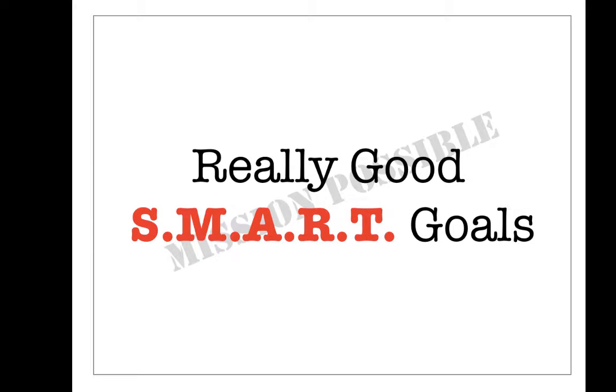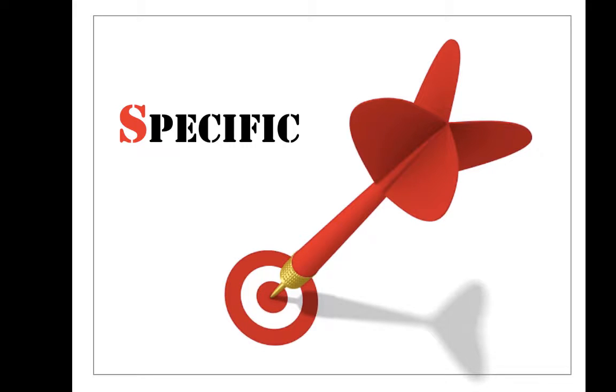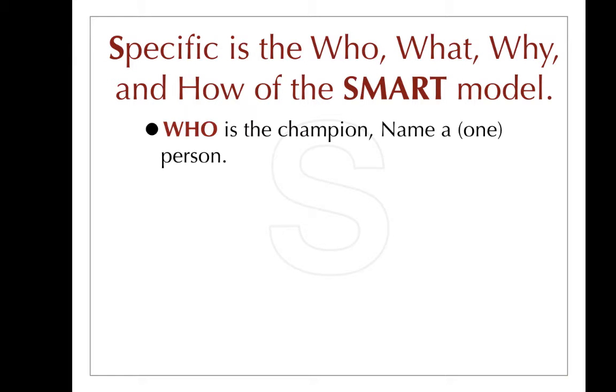Well, SMART is an acronym that stands for a set of words that'll give you a good tool to get important things done. Let's focus on each one of those letters, and we'll start with the S. The S is specific, and specific in the sense of who is going to accomplish the goal. Let's name a person. What are we going to accomplish? Why is it important to even accomplish this or take this goal on? And how are we going to do it?